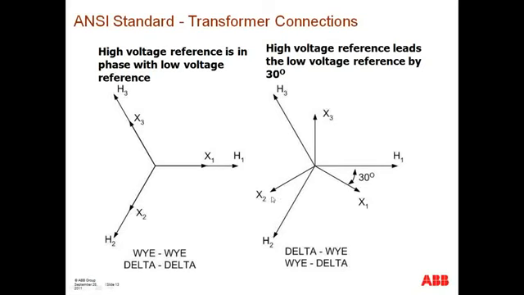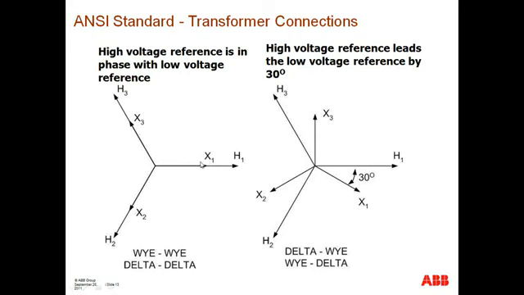H2 is going to lead X2 by 30 degrees, and H3 is going to lead X3 by 30 degrees in the case of a delta-Y or Y-delta transformer type connection. In the case of a delta-delta or YY connected transformer, there is no phase shift. Thus, you could see that H1 and X1 are in phase, H2 and X2 are in phase, and H3 and X3 are in phase.